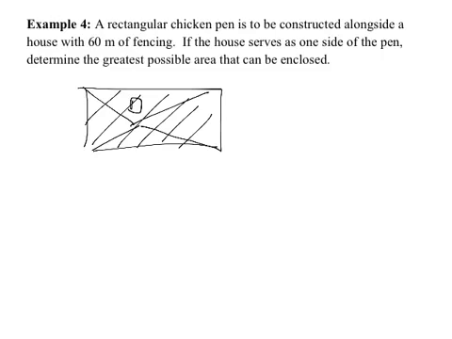Which side do you want to pick? Bottom. Okay. So how many sides of a fence are there? There's 3. Yeah, why only 3? Because they have the house. Exactly. What do I label those?